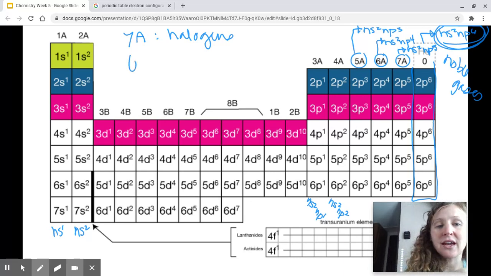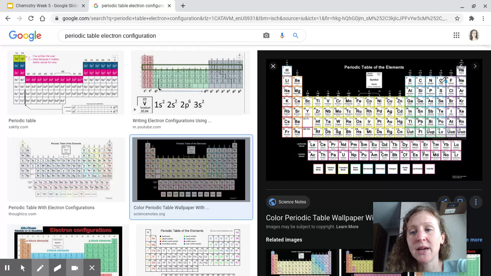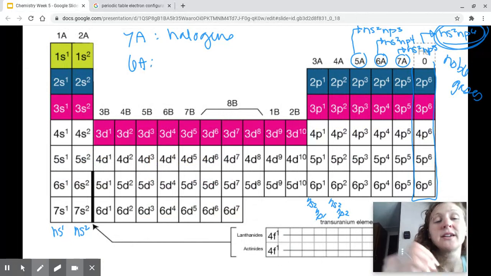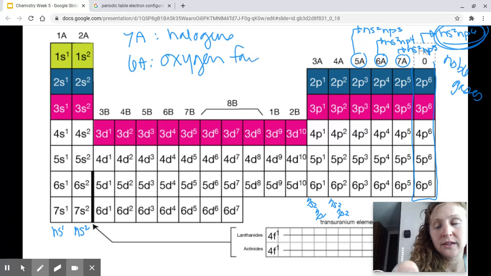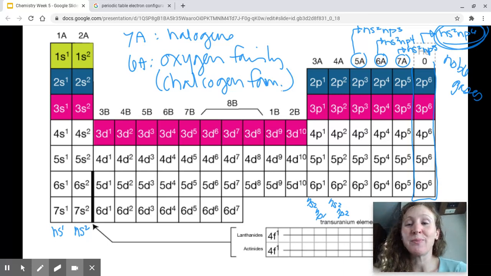And then the 6A family kind of goes with two different names. So sometimes they're called the oxygen family because oxygen is the first one. That's probably their most common name, the oxygen family. Sometimes you'll hear them called the chalcogens. So they do technically have a special name, but hardly anyone uses it. And then the 5A family is just called the nitrogen family.